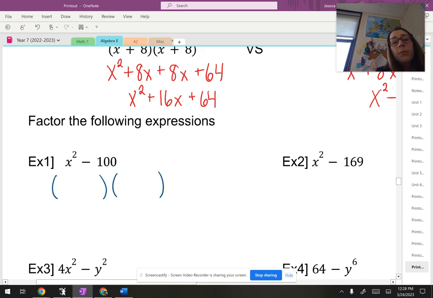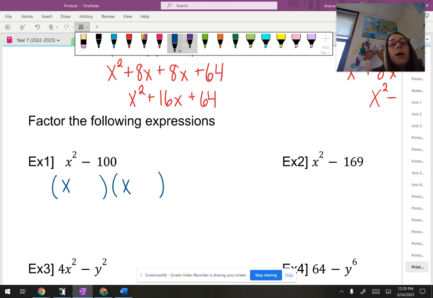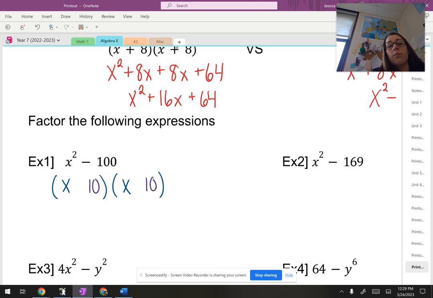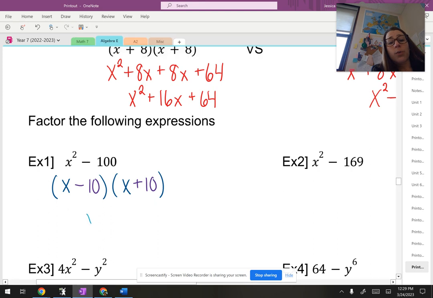Well, the only things I could multiply to get to an x squared has to be an x times an x. That's the only way I can get an x squared. Now, getting to 100, that would be 10 times 10, plus 10, minus 10. Same terms, different signs. And you can always go back through and double check, which is great about these because you can know you have the correct answer by doing x squared minus 10x plus 10x minus 100. Those cancel, and I checked that it matches.